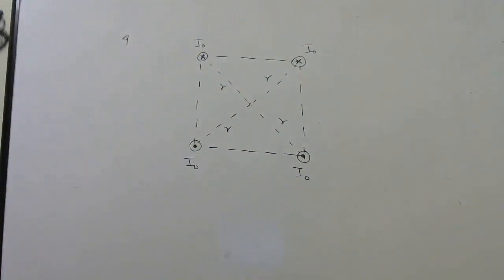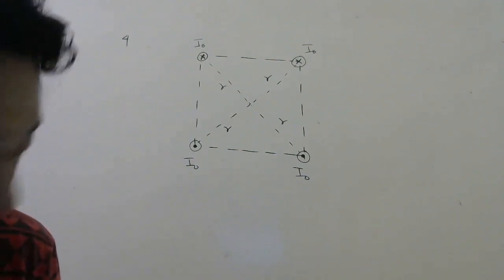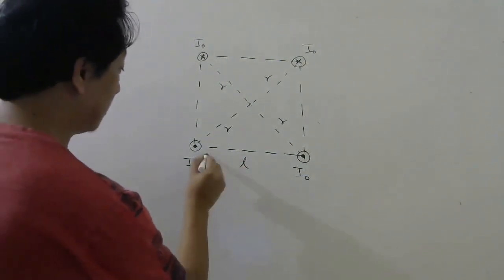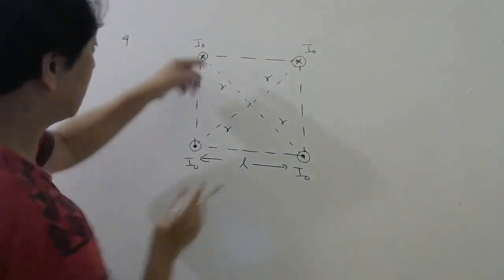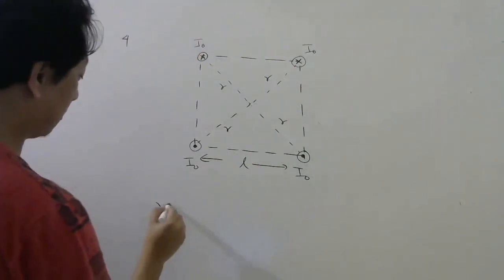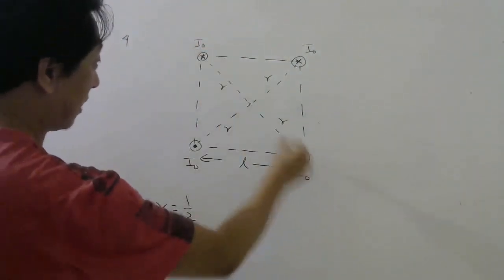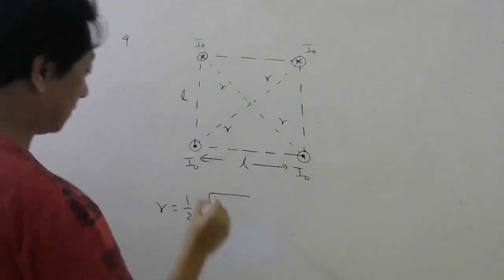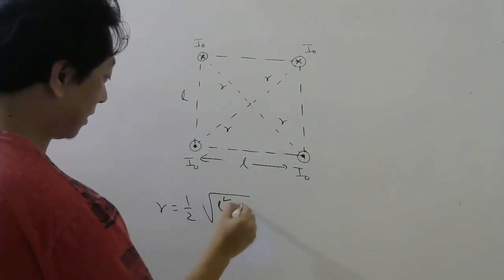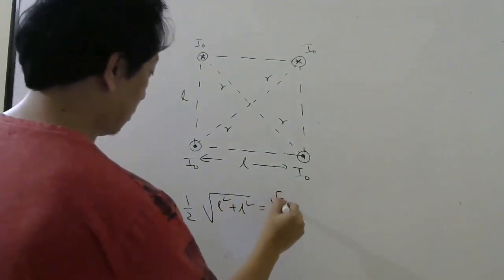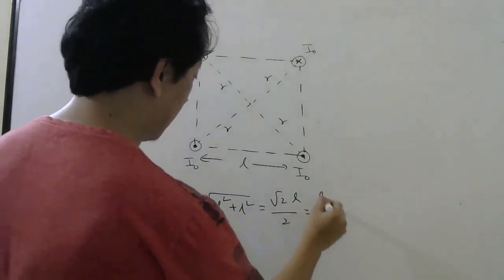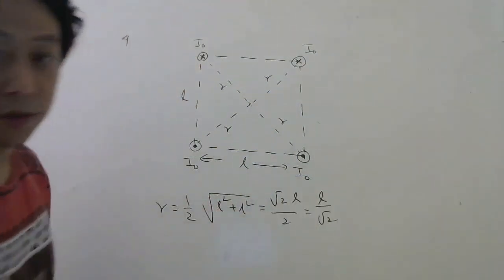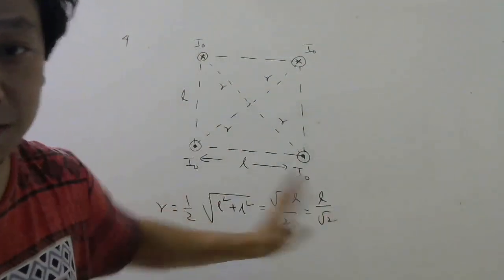Side of the square was given as L. So this is L. So this r will be how much? R will be half of the diagonal. Diagonal will be root over L square plus L square. So that will be root 2 L, and half of that is root 2 L by 2. That will be L by root 2. So we have found r already in terms of the given quantity.